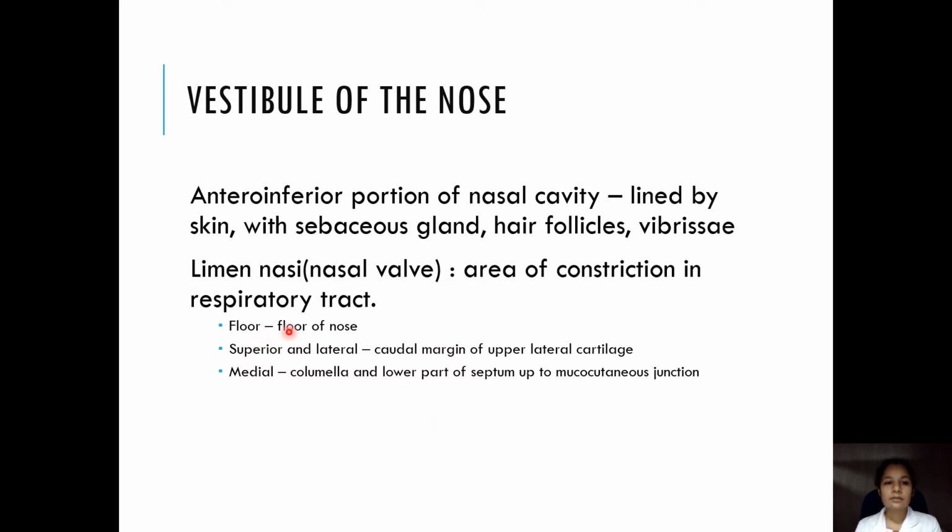The boundaries of the vestibule of the nose will be: floor is formed by the anterior portion of the floor of the nose. Superiorly and laterally, there is the caudal margin or the inferior margin of the upper lateral cartilage. And medially, there is columella and lower portion of the septum up to the mucocutaneous junction.